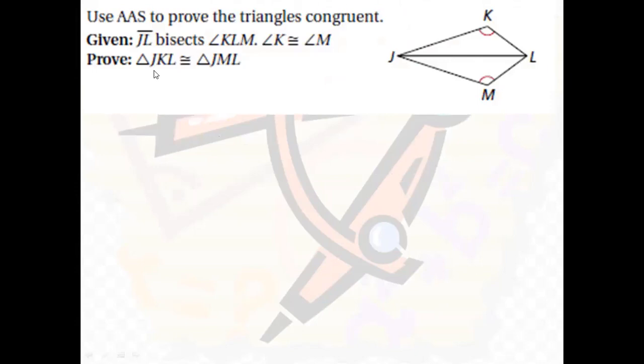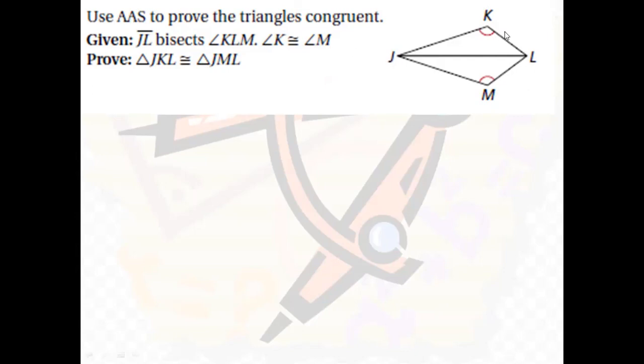Okay, let's look at one more question. Use AAS. Now this is angle, angle, side. What does this theorem say? If two angles and the non-included side are equal, then the triangles are congruent. This is what AAS says. So given JL bisects angle KLM, this is the angle. Now this word bisect, we have already taken it many times, means divide equally into two parts.